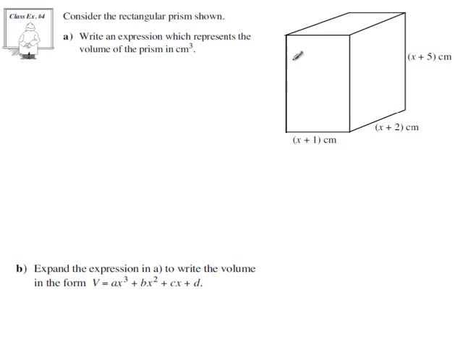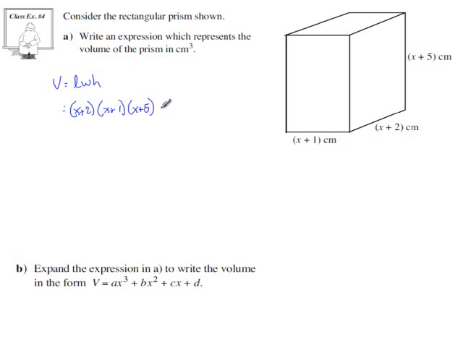Alright, so you already know the formula for volume of a prism. Volume equals length times width times height. So your three dimensions, length, width, and height, you have x plus 2, x plus 1, and x plus 5. Those all need to be multiplied together. So length, x plus 2, width, x plus 1, and height, x plus 5.